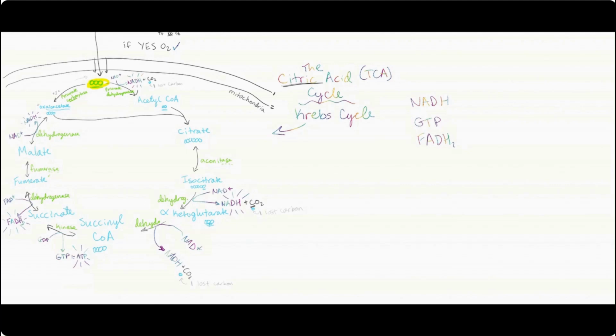For NADHs, we have 1, 2, 3, and 4. And again, that's just from one pyruvate molecule. So we have 4 NADHs. And then for GTPs, we have one of those. And FADHs, we have one of those. All right, so we're going to hold on to that for later. I'm going to go ahead and write it down from one pyruvate.